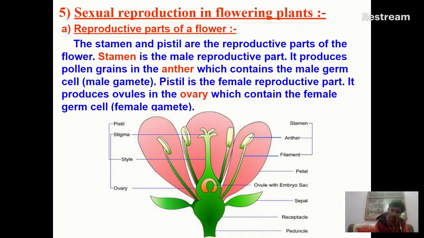It produces pollen grains. I am repeating again. Those who are not listening, once they can listen. A question can come, what is the main function of stamen?